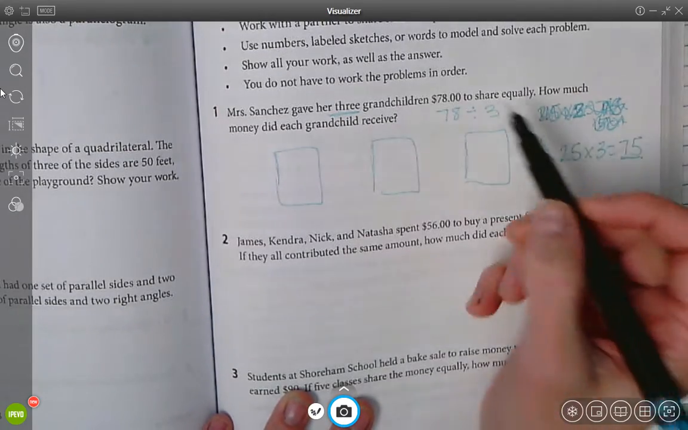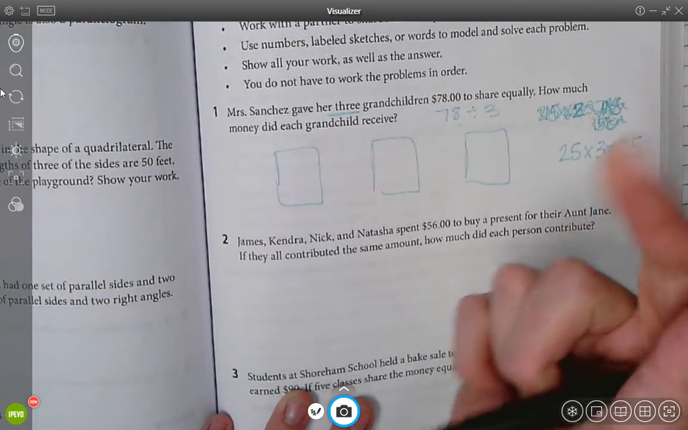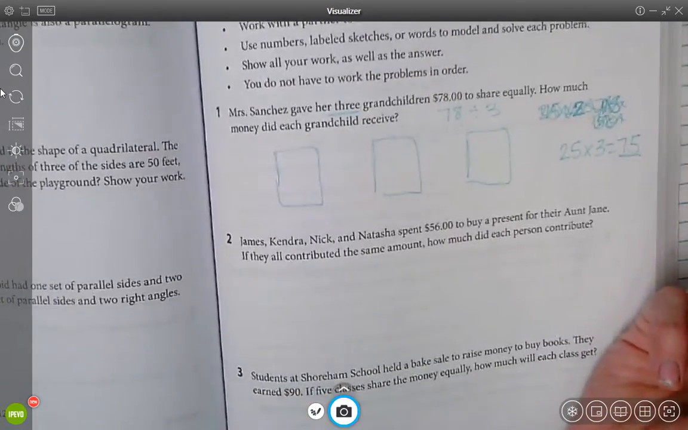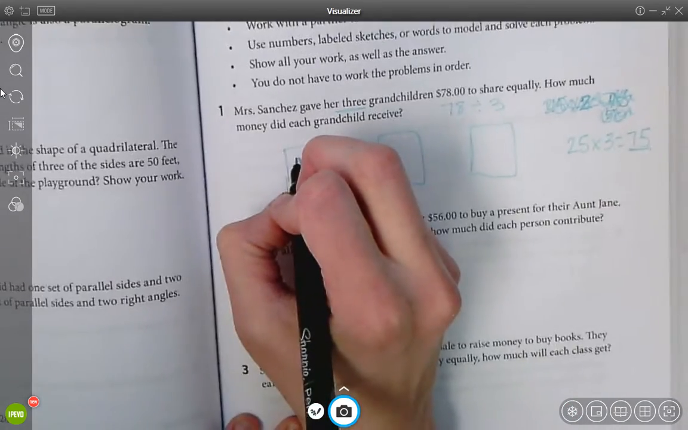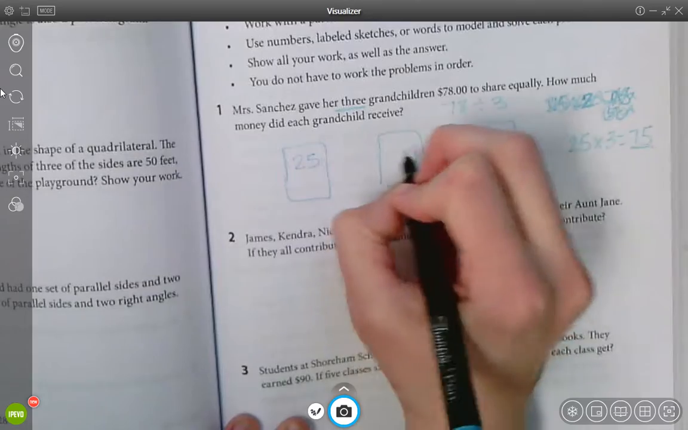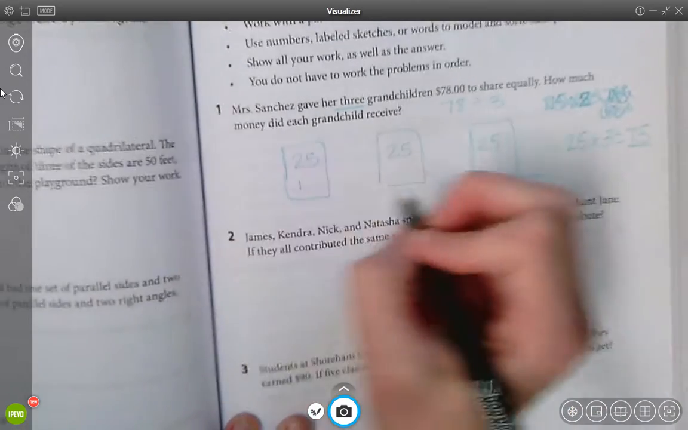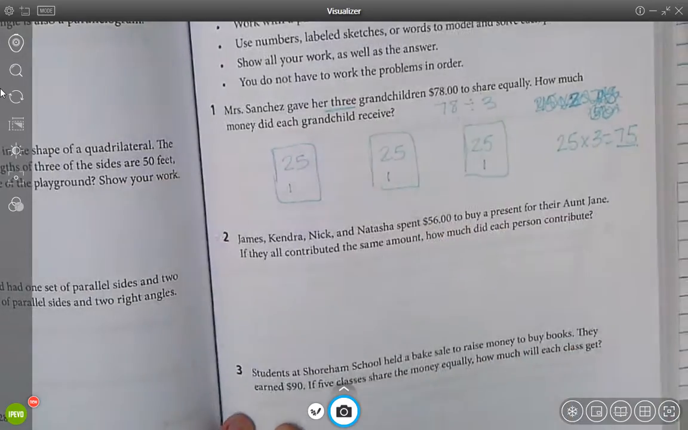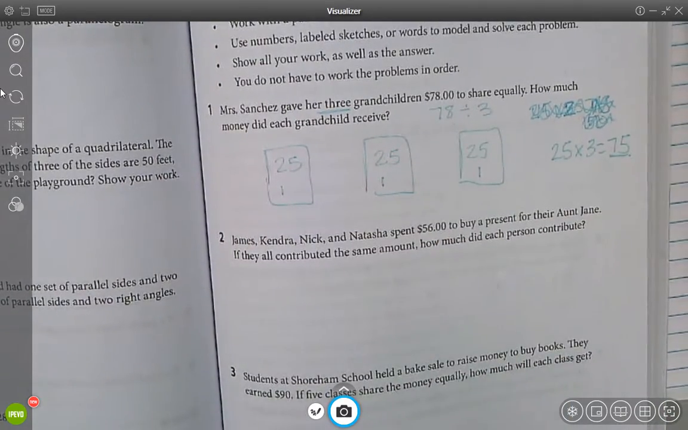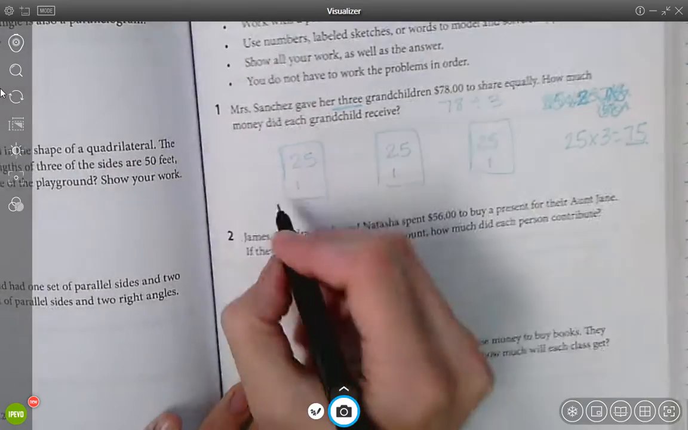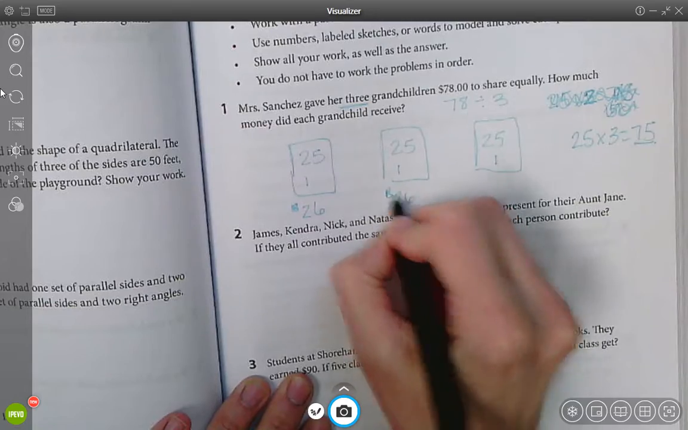Okay. And then the difference between 75 and 78, 76, 78. So 2 more, right? 3 more. So I can put 25 here, 25 here, 25 here. 75, 76, 77, 78. I want to make sure I showed you guys that. So then they each got $1. So then total, they got $26 each. So each one of our grandchildren got $26.